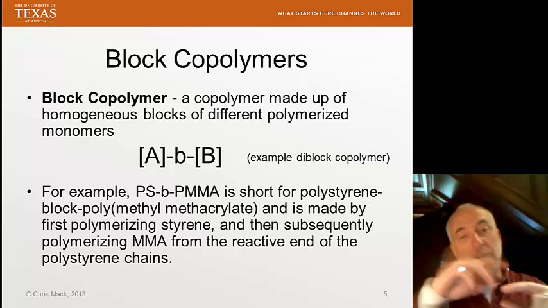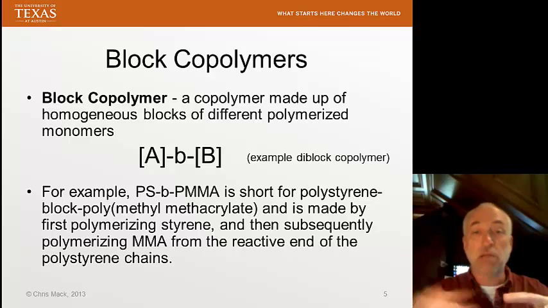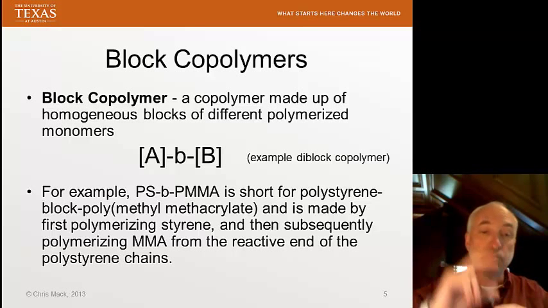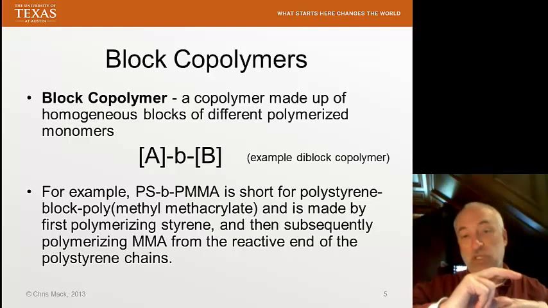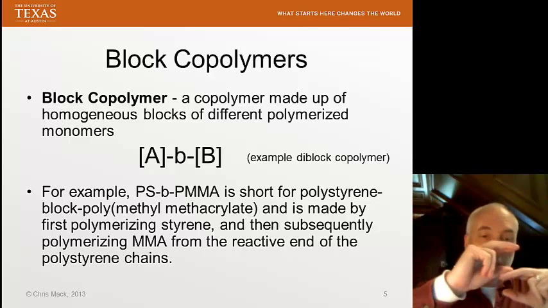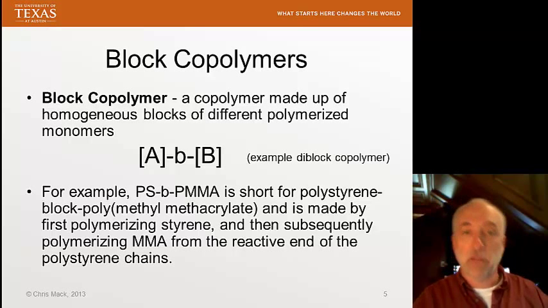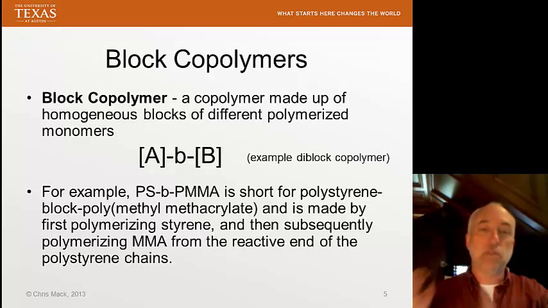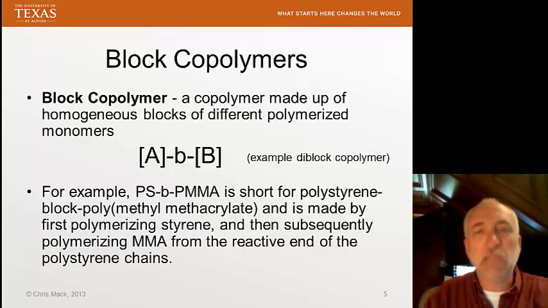Then we change the ingredients. We still have a reactive end on our polymer, but now we start adding PMMA, or MMA, the monomer piece, and it attaches to the polystyrene piece. And then more MMA monomers attach onto that, and they keep growing. The result is block copolymers. One block of A connected to a block of B. So a very distinct arrangement.